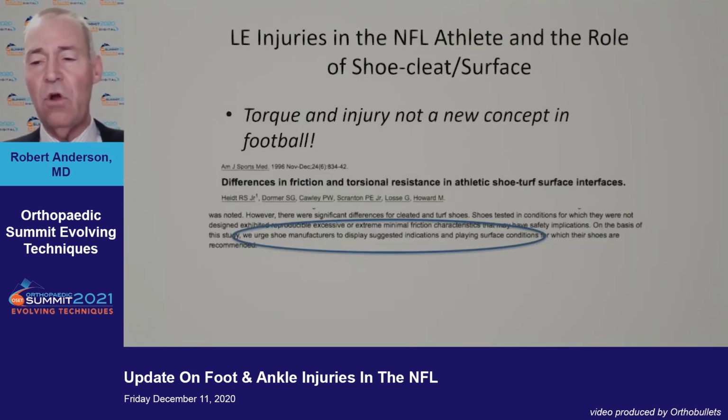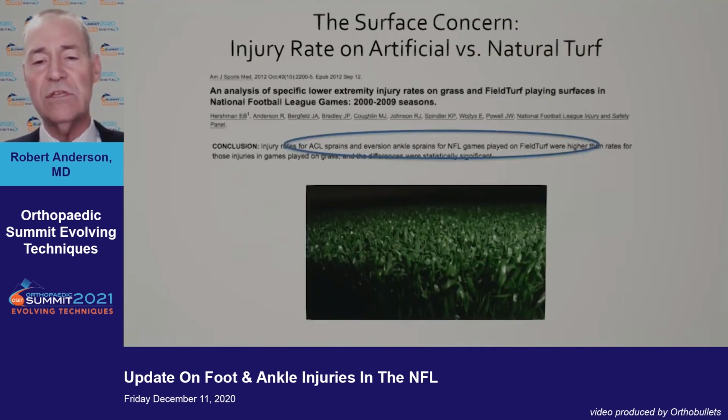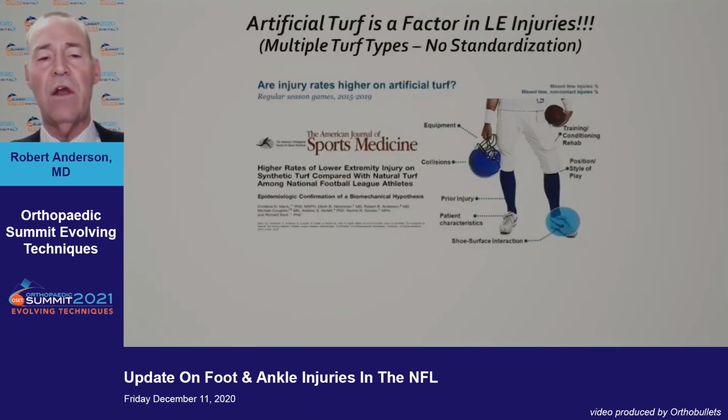This is not new, this whole concept of the shoe-cleat surface interaction. One of our past presidents, Chris Gratton, was on this article looking at torque and injury and asking the shoe manufacturers to display better indications on certain playing surface conditions. So again, trying to decrease torsional resistance in that surface-cleat interaction. This is an article I was involved in, in 2012, showing that lower extremity injuries, particularly ACL sprains and eversion ankle sprains, were higher in incidence on field turf than they were on grass surface.